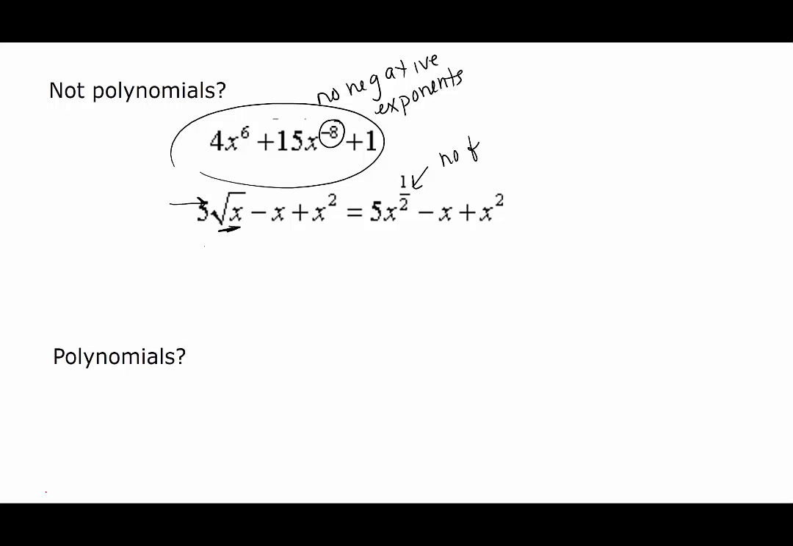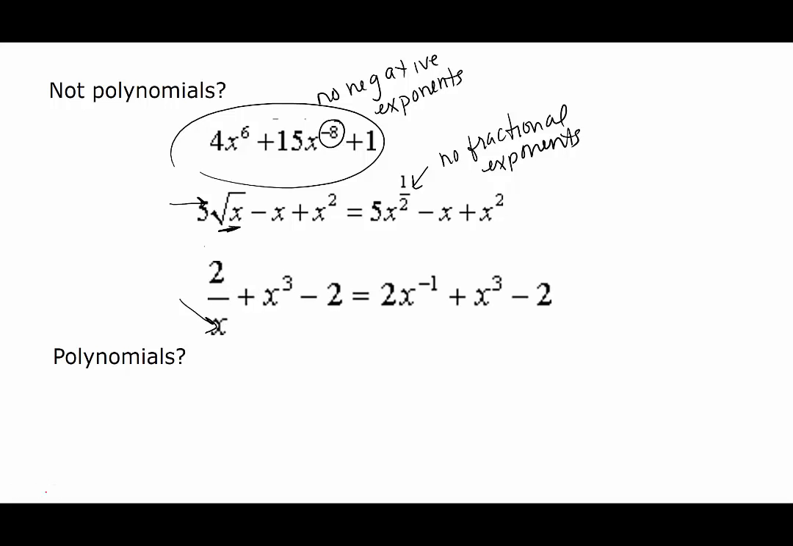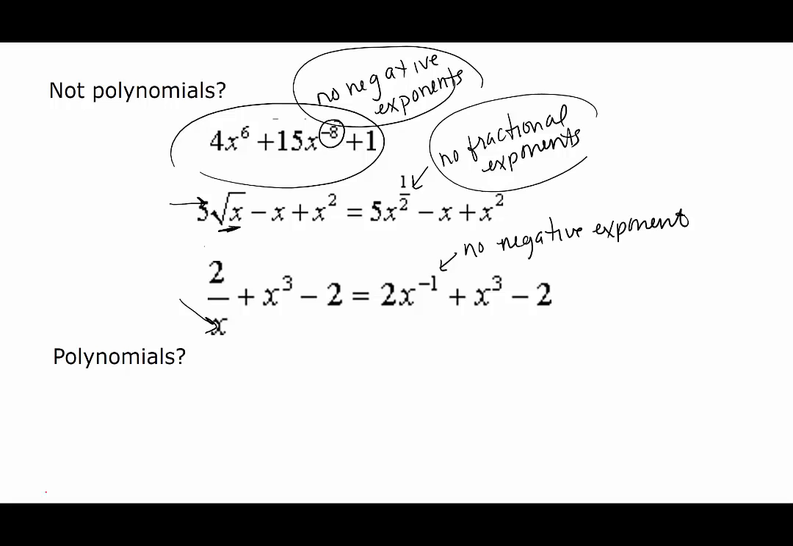No fractional exponents. This one is not a polynomial because there is an x on the bottom. An x on the bottom is really a negative exponent, so no negative exponents. The rules of no negative exponents and no fractional exponents apply solely to the variable.